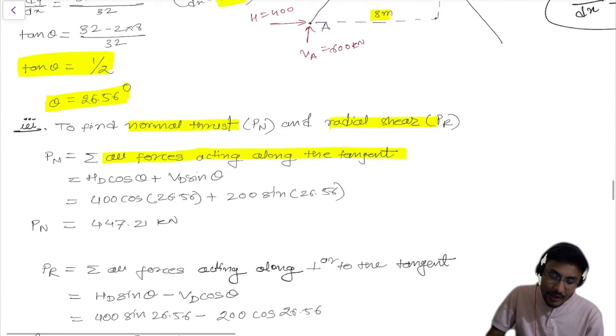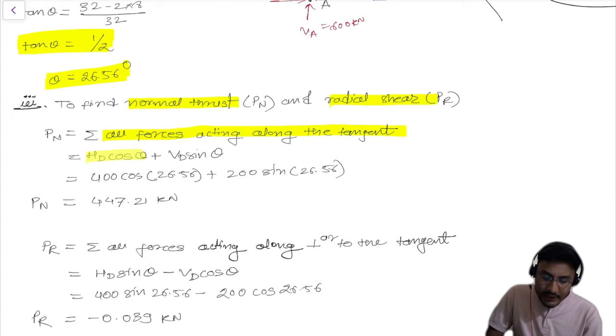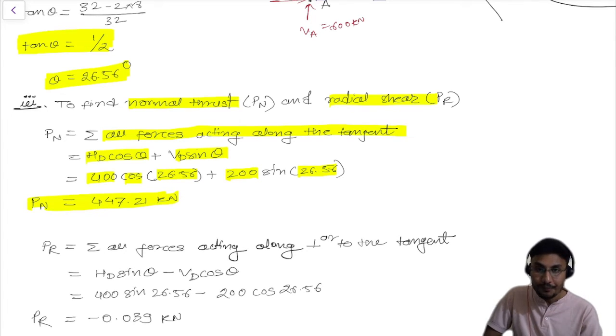Understand? So Hd cos theta plus Vd sin theta. Just put the value of Hd as 400, cos theta value we have 26.56, similarly Vd 200, sin 26.56. So the Pn value, the normal thrust, becomes 447.21 kilonewton.